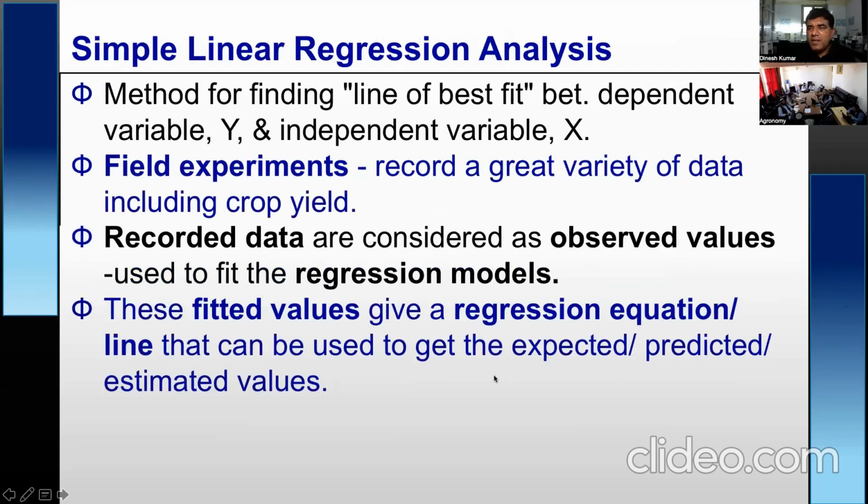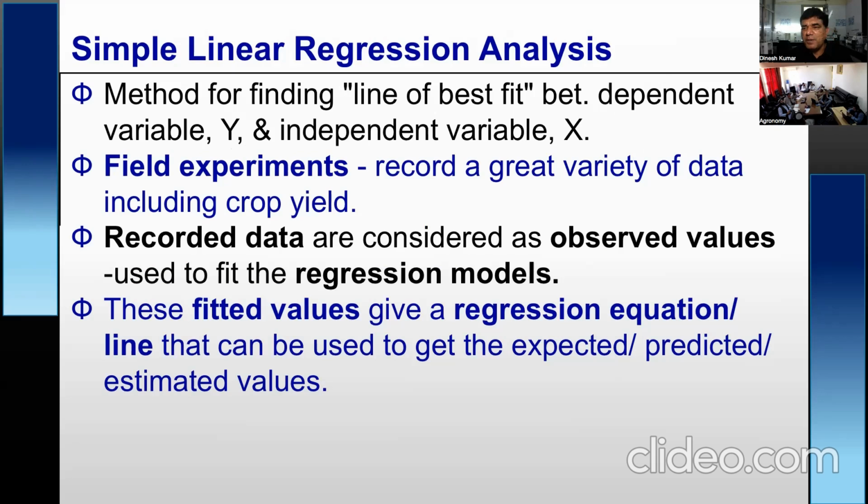Now, simple linear regression analysis we are going to do. We are going to find out the linear equation. We are going to fit it. So the method for finding the line of best fit between dependent variable and independent variable is simple linear regression analysis. I repeat many times the things so that it becomes easier for everyone to understand.